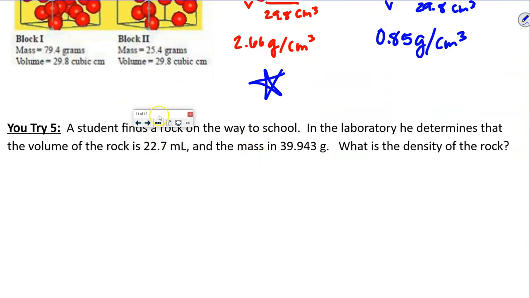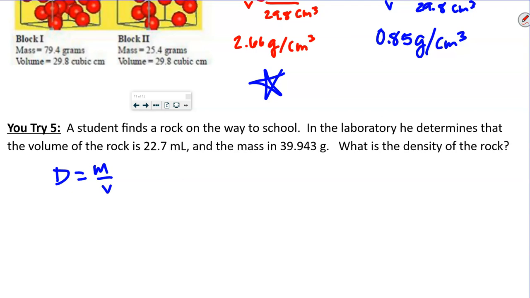So this next one says, a student finds a rock on the way to school. In the laboratory, he determined that the volume of the rock was 22.7 milliliters and the mass was 39.9343. What's the density of the rock? So go ahead and do this one again, remembering that density is equal to mass over volume. Pause the video, go ahead and do it, come back to me when you're done.